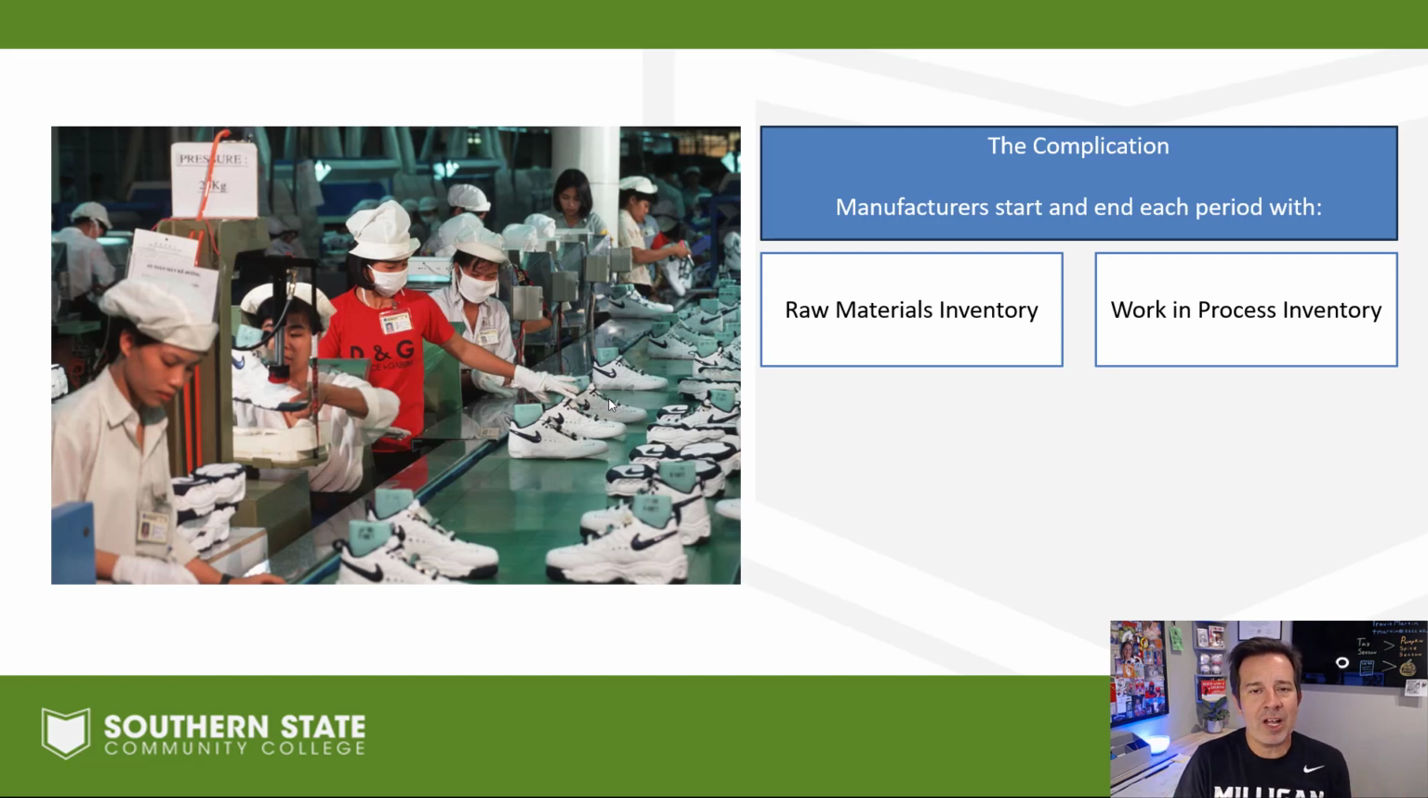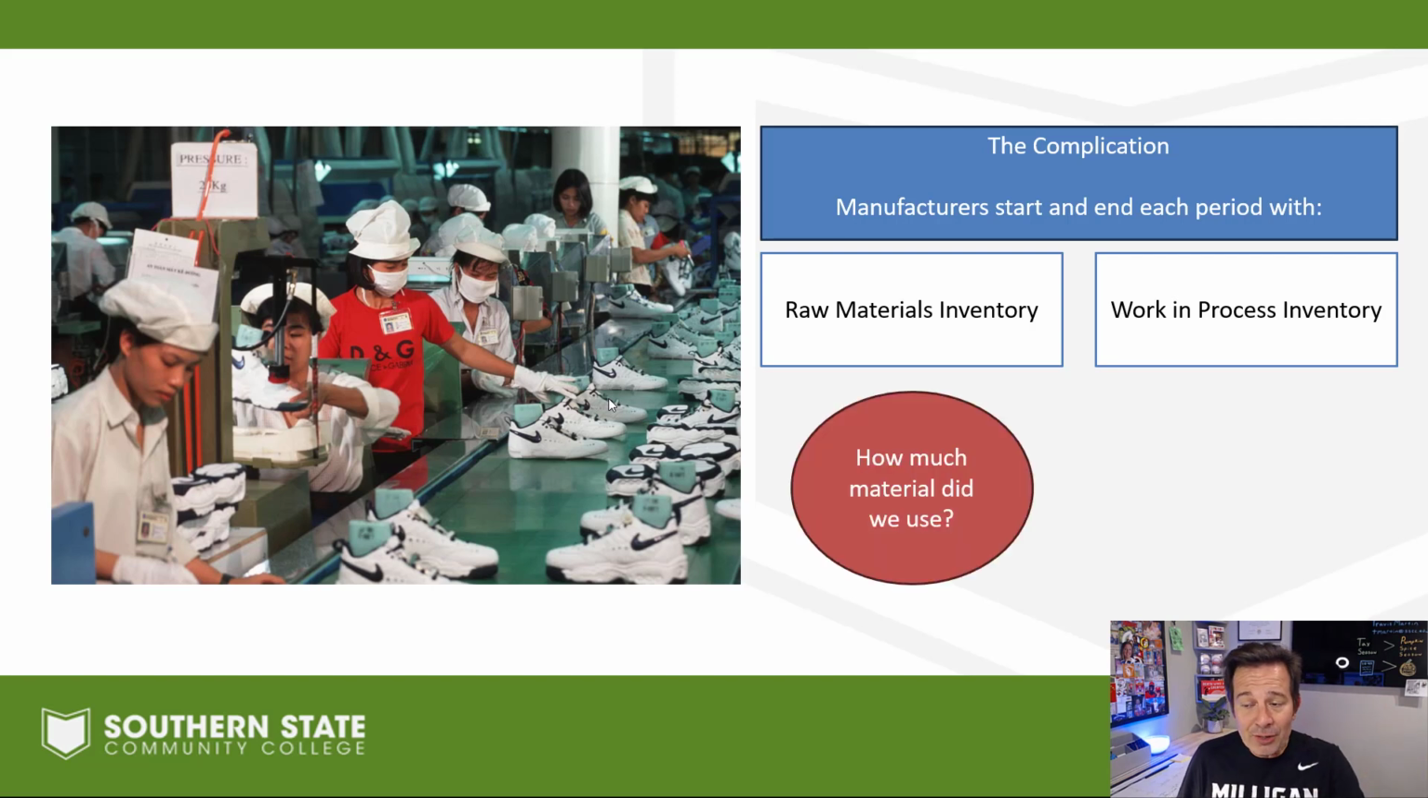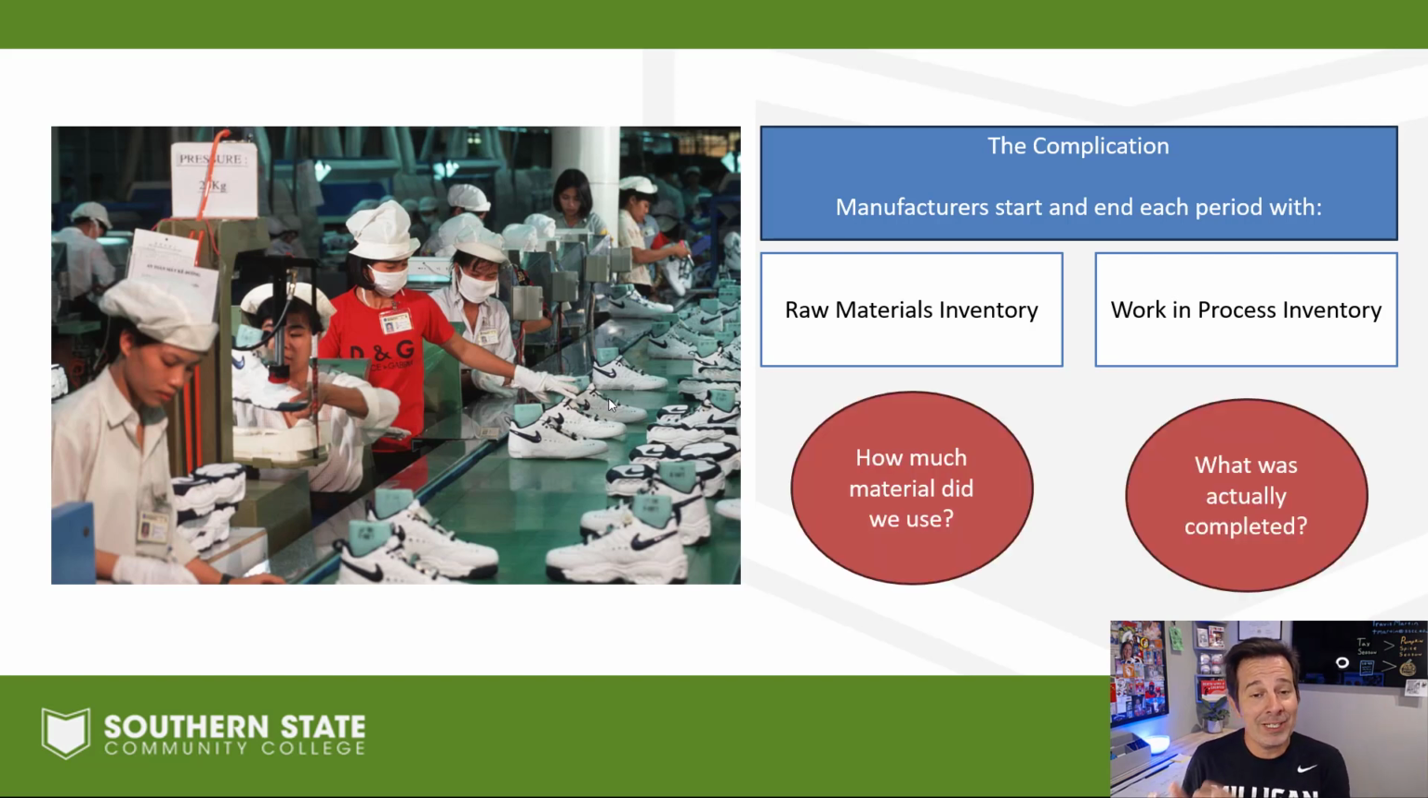We can't just take product costs and add them together because some of those product costs happened in the prior month with raw materials. Some of them happened in the prior month with work in process inventory. I'm not done. And so we're trying to figure out the cost of goods that are finished during the period. We're trying to figure out how much materials we used. We're trying to figure out what was actually completed. So that's our wrinkle that keeps us from just being able to add up product cost and saying, okay, that's cost of goods manufactured. We've got to consider the raw materials inventory and the work in process inventory.